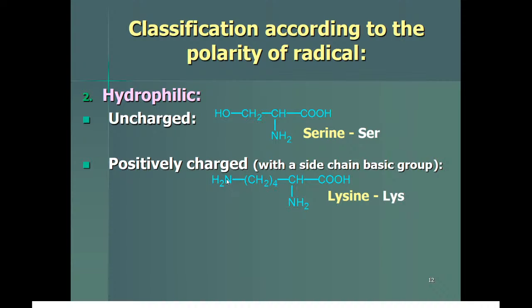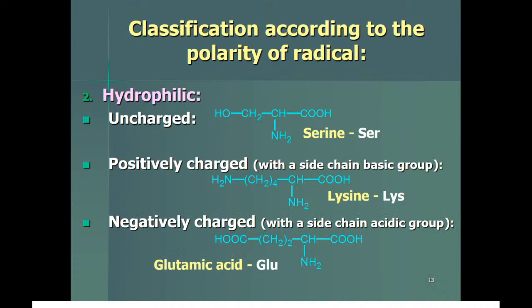7.4, it's almost neutral. That means it's acidic for strong basic for amines. So positively charged means an extra amino group, an extra basic group present in our radical, and it can be negatively charged with an extra acidic group in the side chain. Here, for example, glutamic acid has an extra carboxylic group, so finally it will be COO minus.